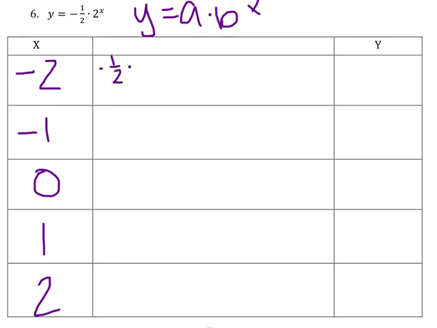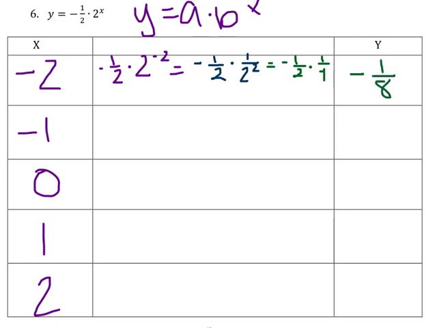-1/2 times 2 to the -2 power. When we have a negative exponent, it flips it over to the other side, so times 1 over 2 squared. Keep on simplifying it out as much as you possibly can. So that's -1/2 times 1/4, which will be -1/8.